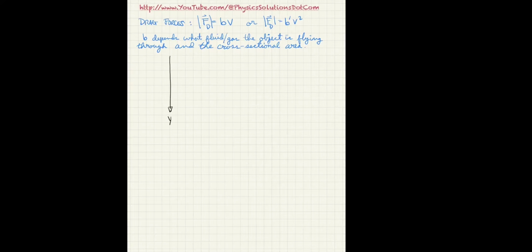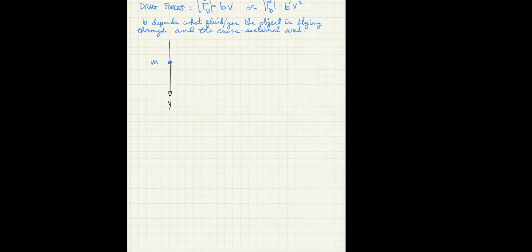So I'm going to call this my y-axis, and I'm saying the y-axis is pointing downward. This is a mass M, and the force acting on it is in fact just the weight. Remember, if we're talking about an object in free fall, then the only force acting on the object is the gravitational force, which is the weight, and therefore M times G. That's what free fall is. But we're trying to study what happens when you actually have some air resistance, or air drag force, acting on it.